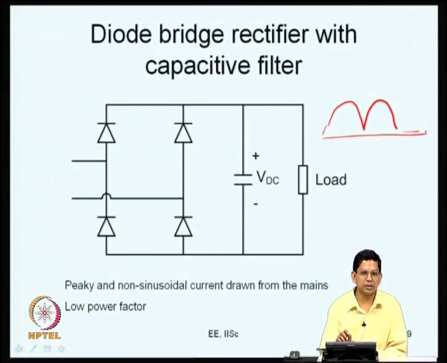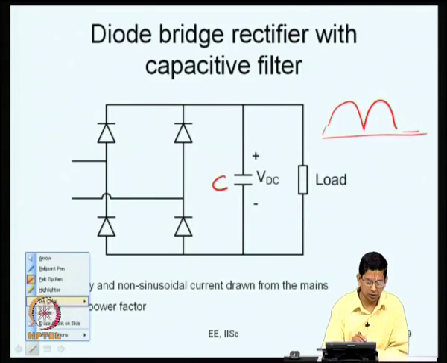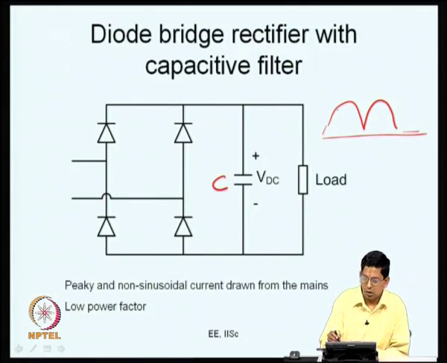So, the simplest thing that you can do is to put a capacitance C at the output as we have done here. This helps maintain the voltage fairly close to whatever is its average value now. Once you connect a capacitance like this, what happens is the voltage across it becomes something like this.